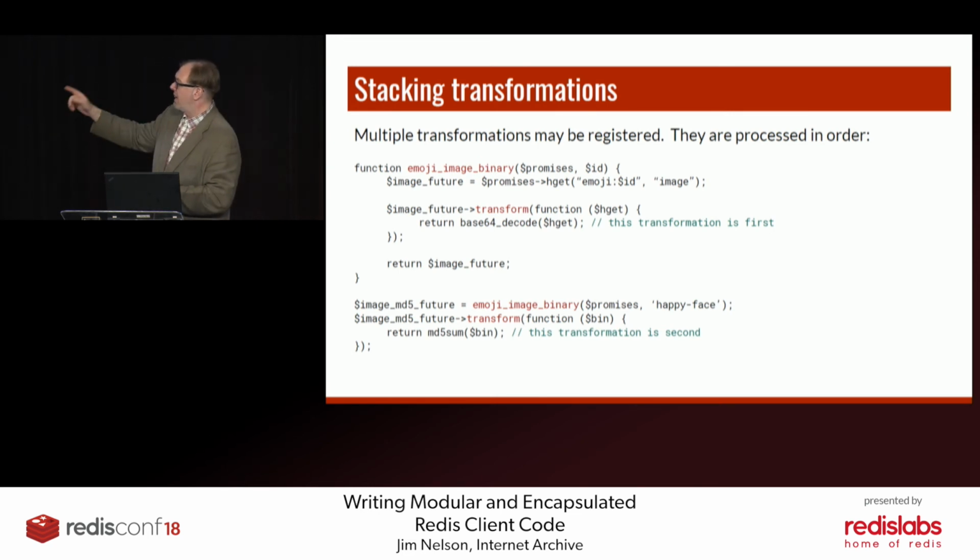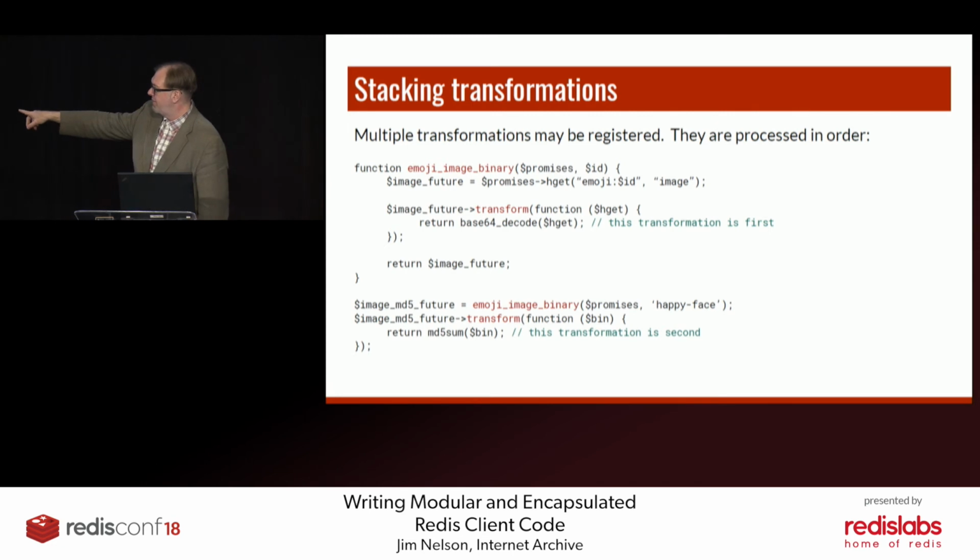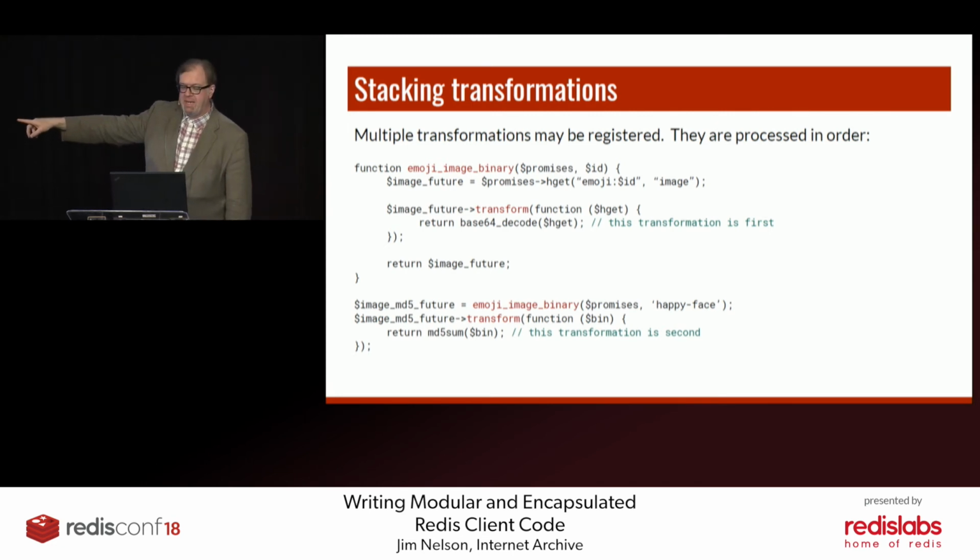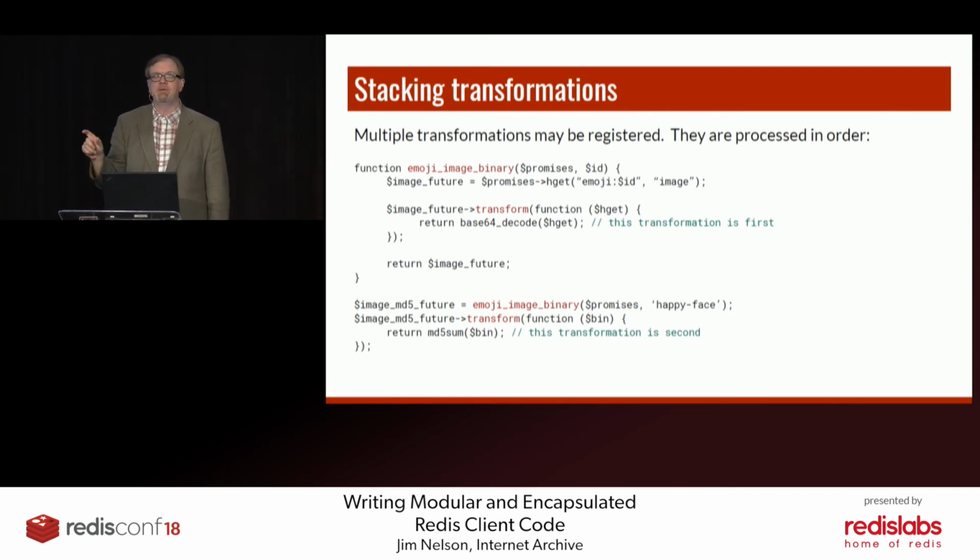On top of that, the caller, see below this, actually calls the function and gets back its future, but then it adds its own transformation to MD5 sum the binary. So now that future will produce the MD5 of the emoji binary. All of this is happening in a modularized way.